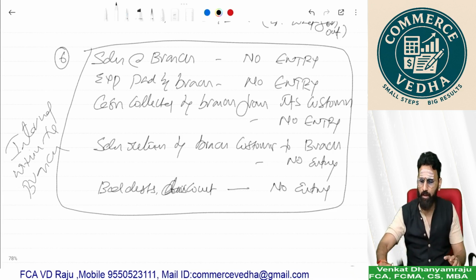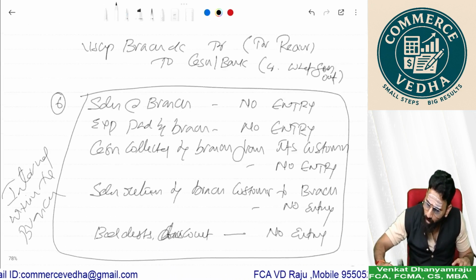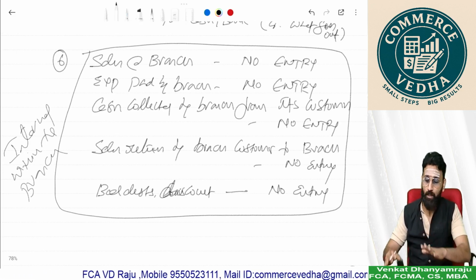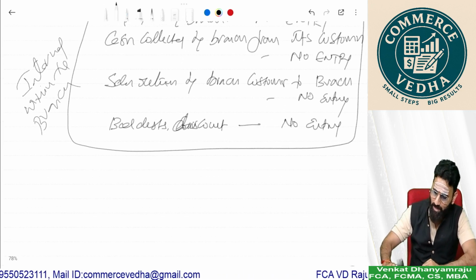So no entry in HO books. We don't pass any entry for all the internal transactions that happened at the branch. Why? Because these will be accounted in a different format. What is that?